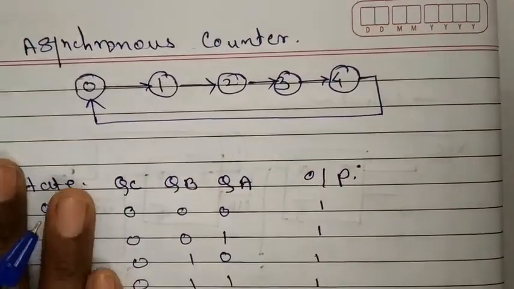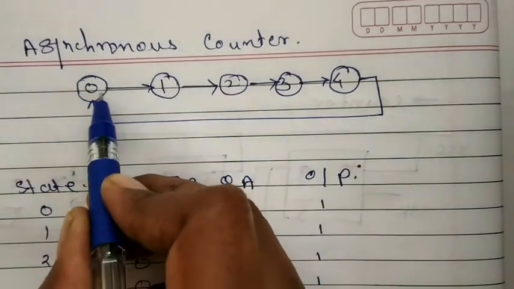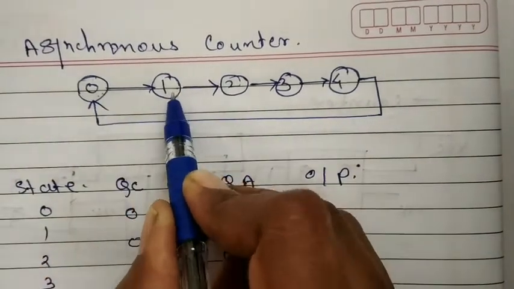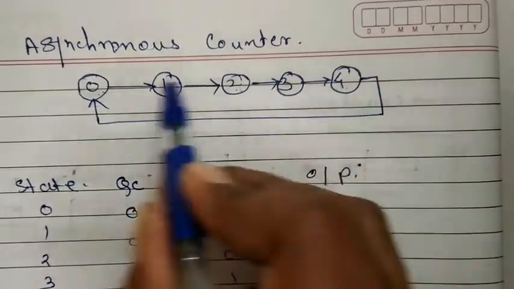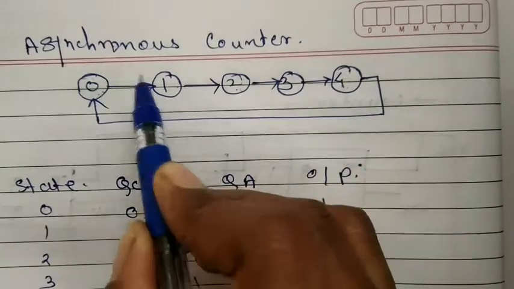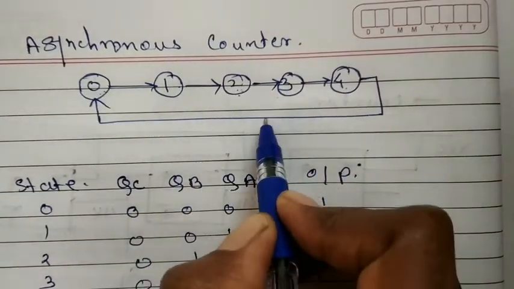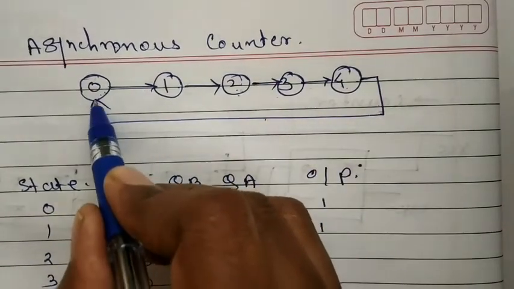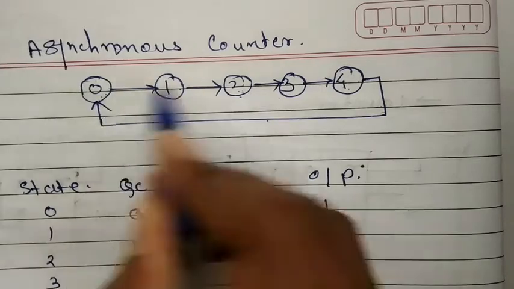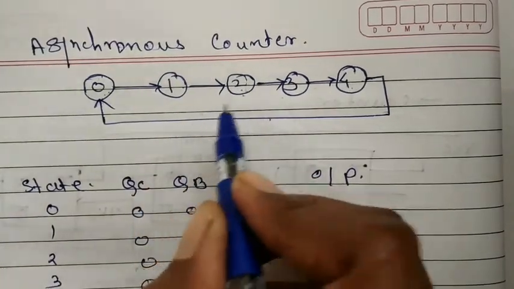Now see the example of mod 5 counter, which means that first state is 0, second state is 1, then count will go to 2, 3 and 4. So how many states are there? 0, 1, 2, 3, 4. Total 5 states are there. So this is called mod 5 counter, and then we have to reset the circuit, and again start the count from 0. So this type of circuit is an asynchronous type of counter, and this is mod 5 counter.